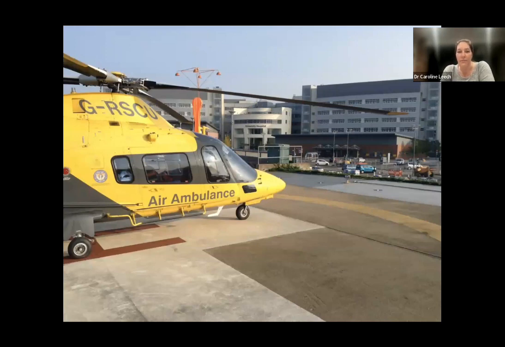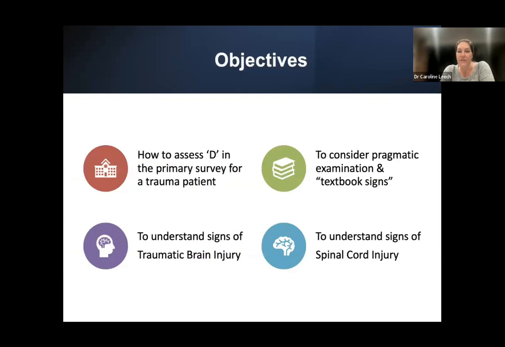handover of patients. So the objectives of tonight: how are we going to assess disability in the primary survey for a trauma patient? I want you to consider some of the things that you've been taught before about the disability assessment, some of the textbook signs. And have you been taught actually correctly, or perhaps we need to modify how we present our patients? And then we're going to look at the signs of traumatic brain injury that we should be eliciting and the signs of spinal cord injury.